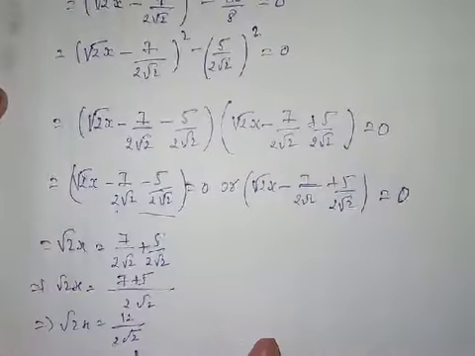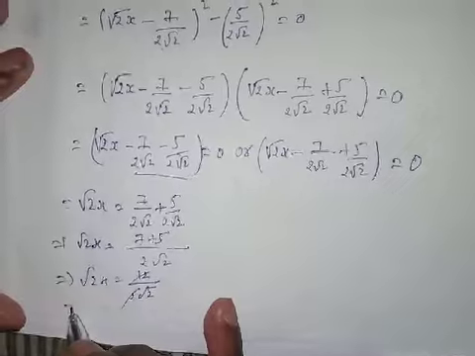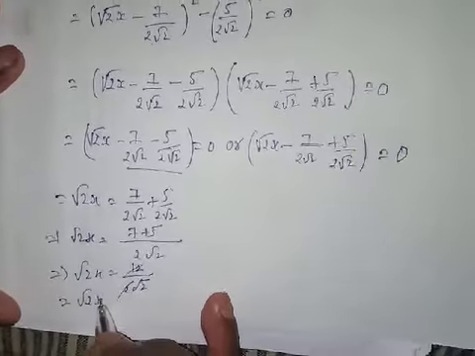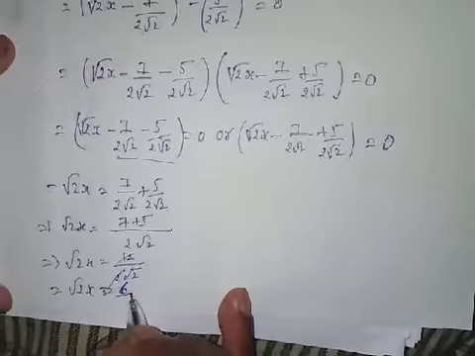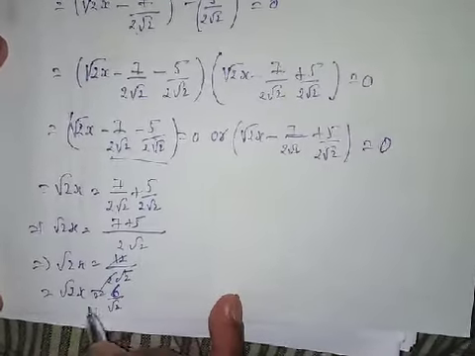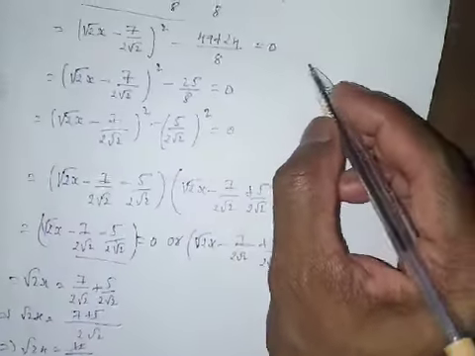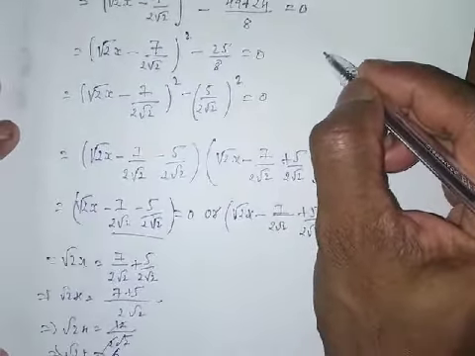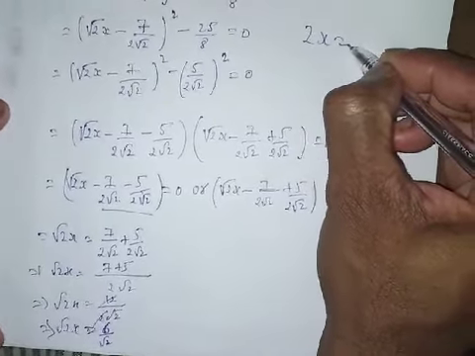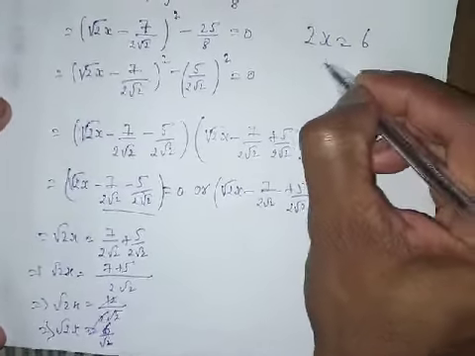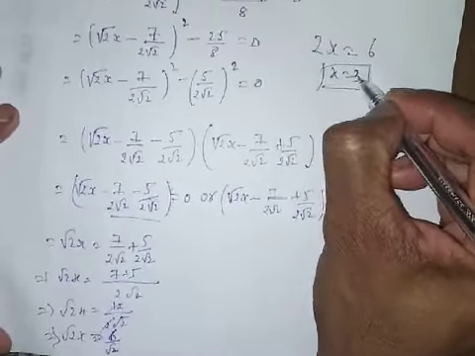So this will cancel out, and we will get 6. So root 2x is equal to 6 upon root 2. Root 2 and root 2 will multiply, so it will become 2x is equal to 6. So x is equal to 3. So one value will be x = 3.